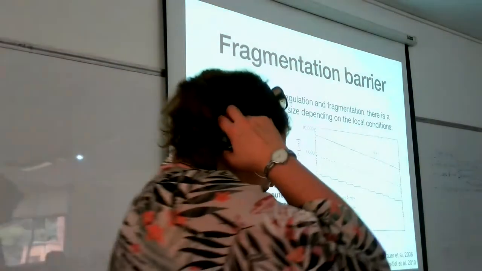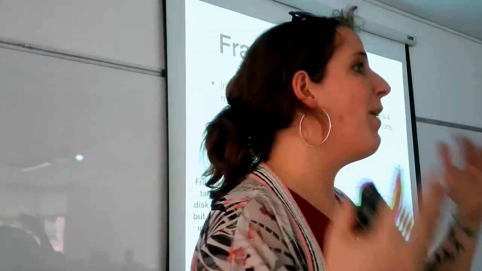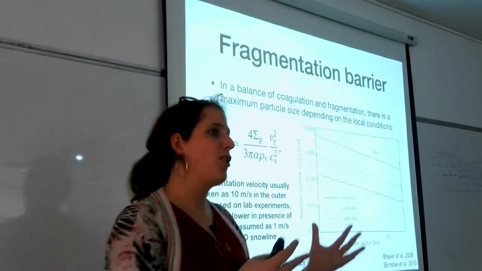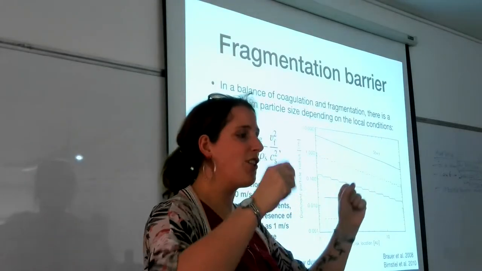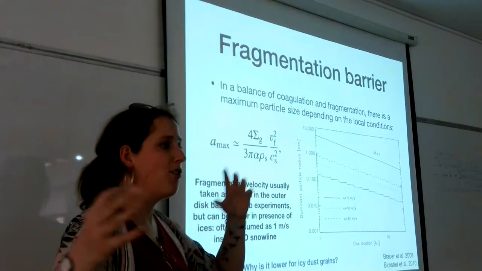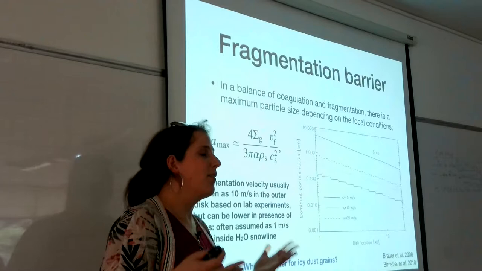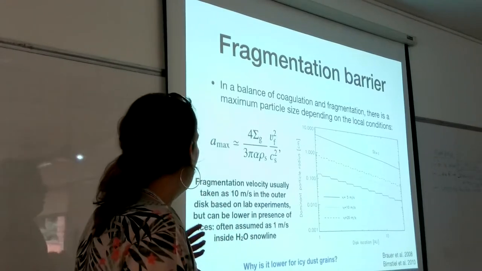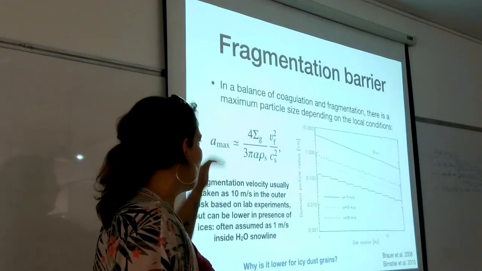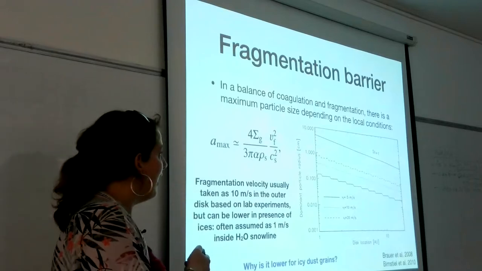Okay. So I've already mentioned that there is this probability that if two particles collide with each other, they may not stick, but they may instead fragment. If you have a box with dust particles that are moving around, with different sizes and different velocities, you will always end up with a balance between coagulation and fragmentation. Integrate this over time, and in the end you're left with a dust size distribution that is the result of coagulation and fragmentation. But because of that balance, there is always a maximum particle size that will dominate at that particular location. And this maximum size depends on the conditions.